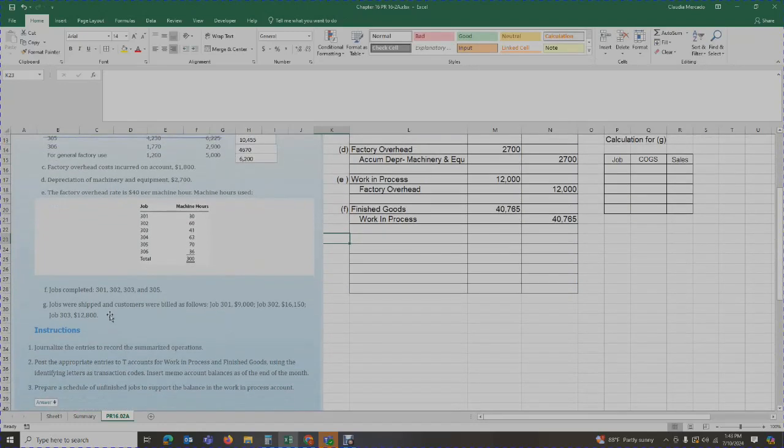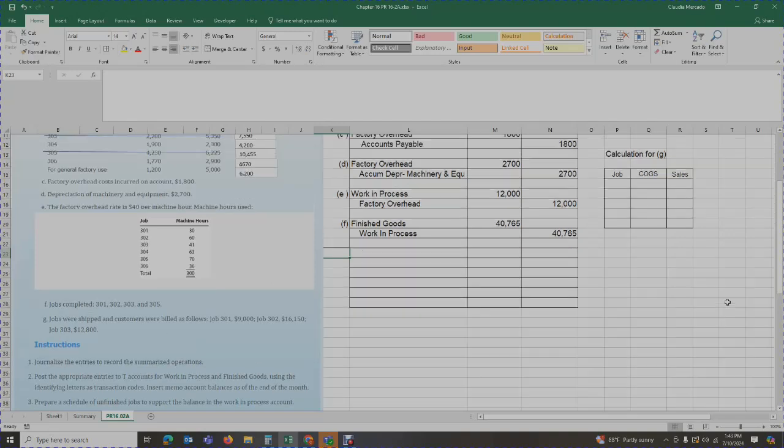Letter G. Jobs were shipped and customers were billed as follows. Job 301, 302, and 303. So from the jobs that were completed, 3 of those got shipped to the customers and billed to the customers. So we've sold them, but we haven't received the money yet. Okay, we've been shipped and the customers have been billed. We're just pending to receive payment for them.